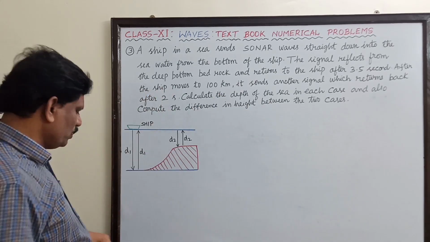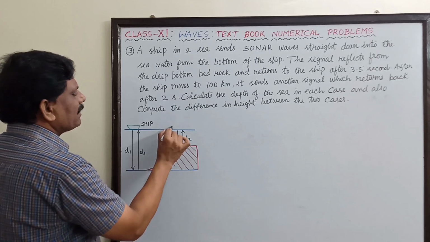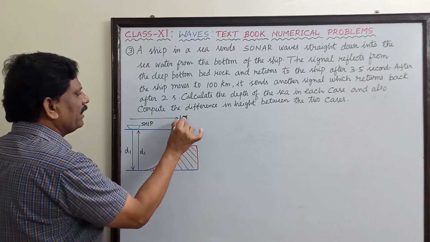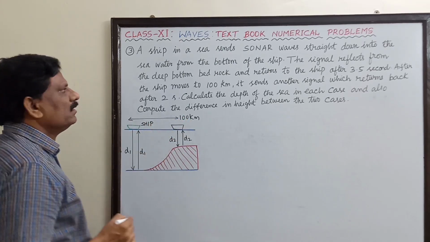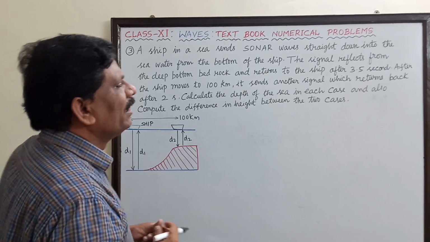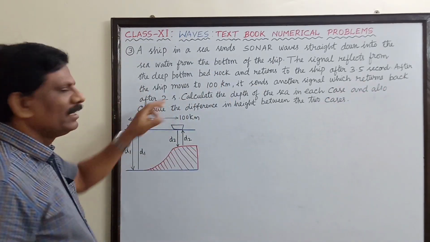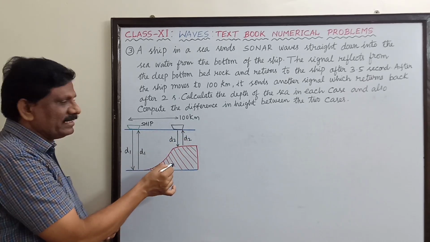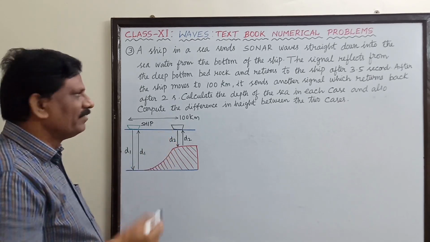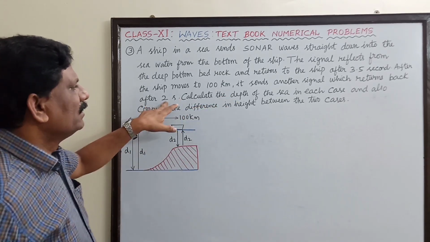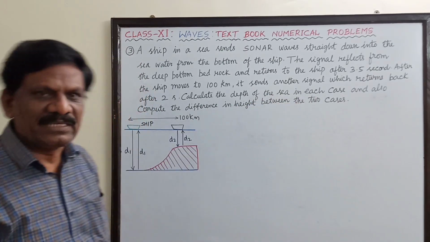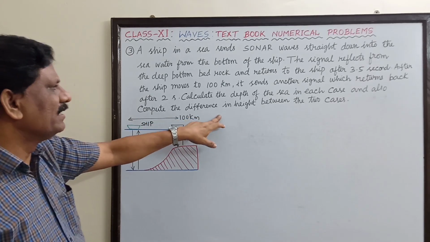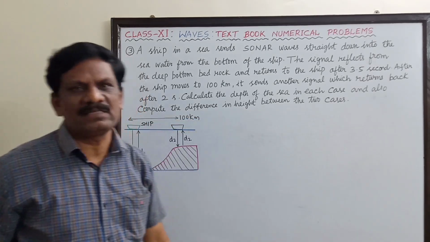After the ship moves 100 kilometers, it is coming to a new position here. Okay, so it is traveling a distance of 100 kilometers. It sends another signal which returns back after 2 seconds. So after traveling through 100 kilometers, it is sending another sonar signal and it is retracing it after 2 seconds. Now calculate the depth of the sea in each case, and also compute the difference in the height between the two cases.